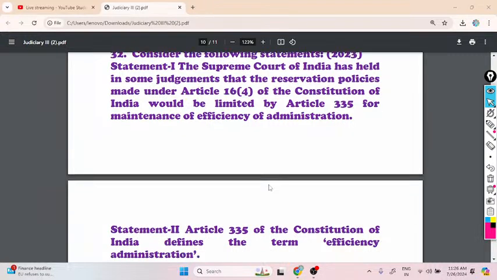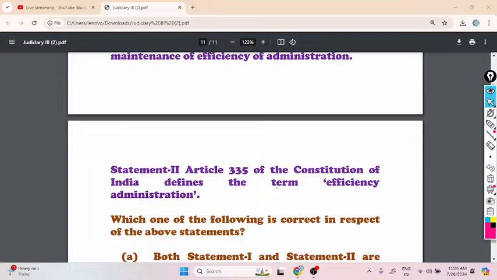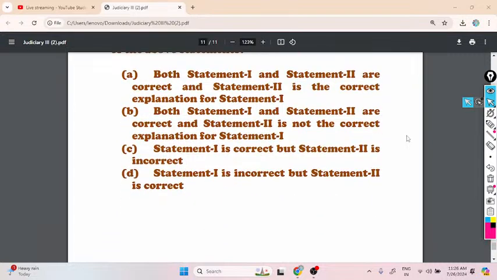Next statement: Article 335 of the Constitution of India defines the term efficiency of administration. No, that is not defined. What constitutes efficiency of administration is left to the judiciary to interpret. So statement 1 is correct. Statement 2 is incorrect.